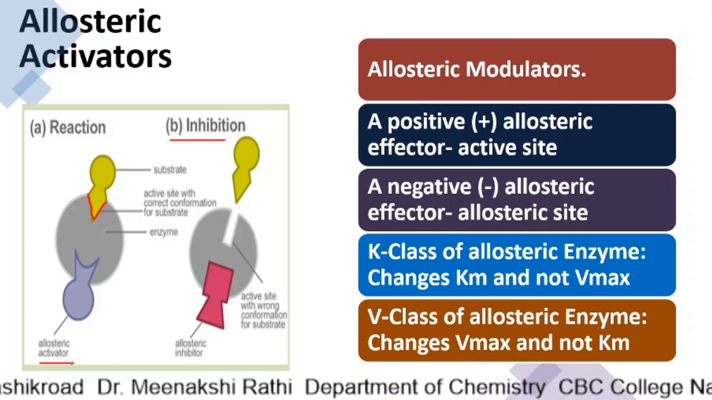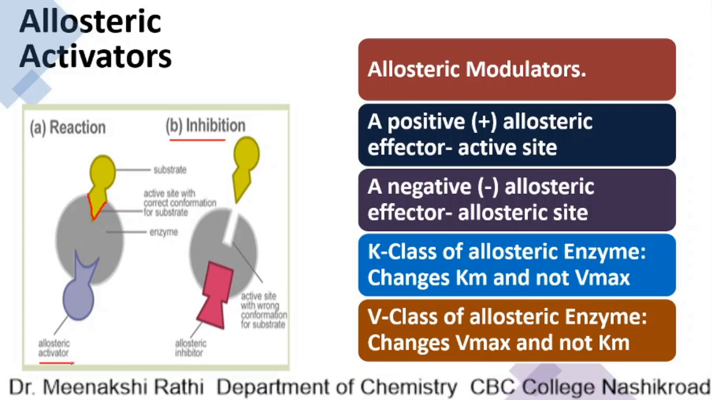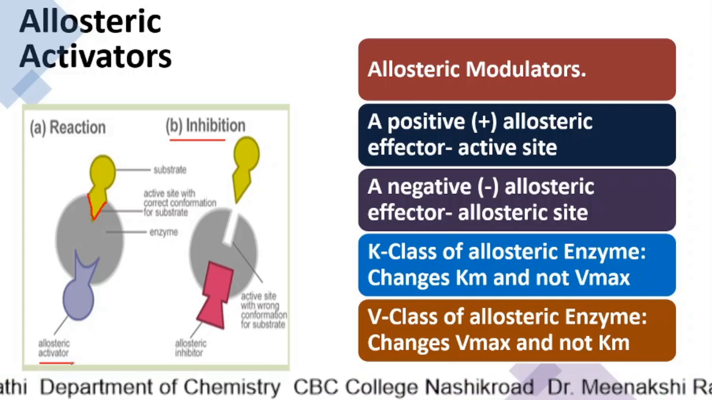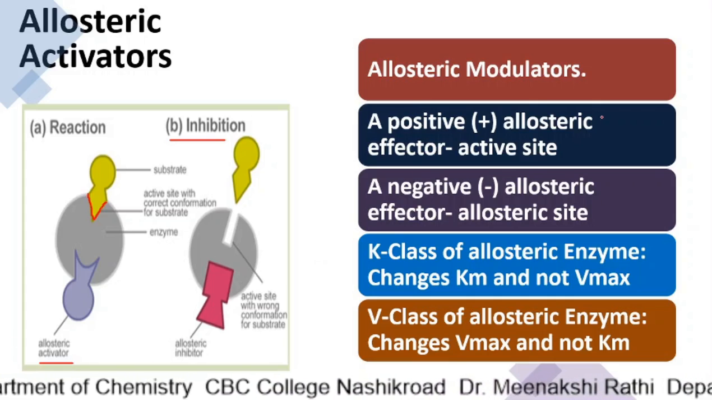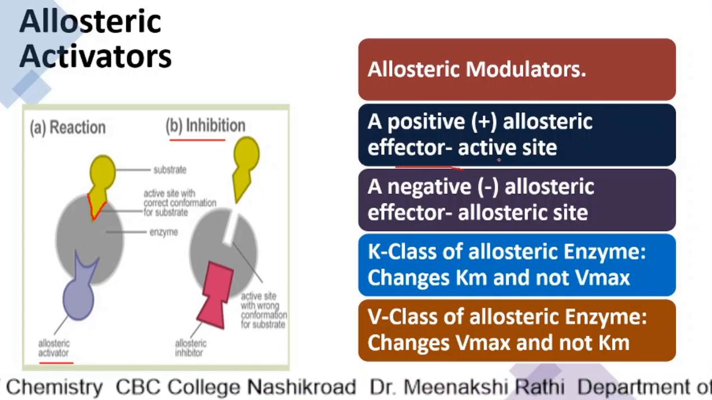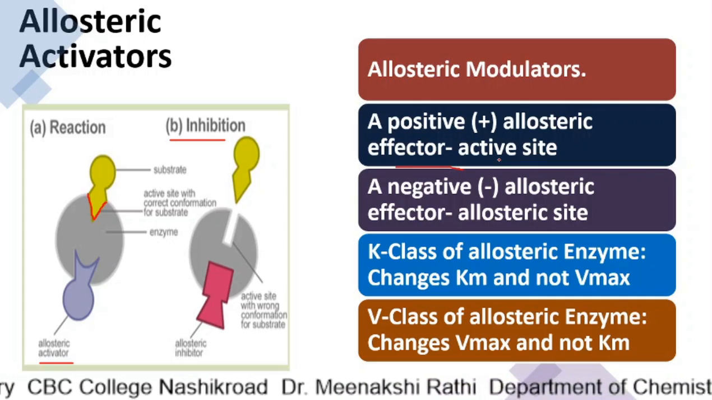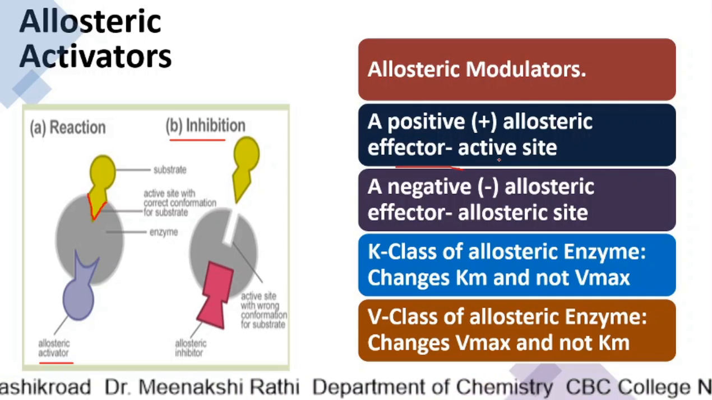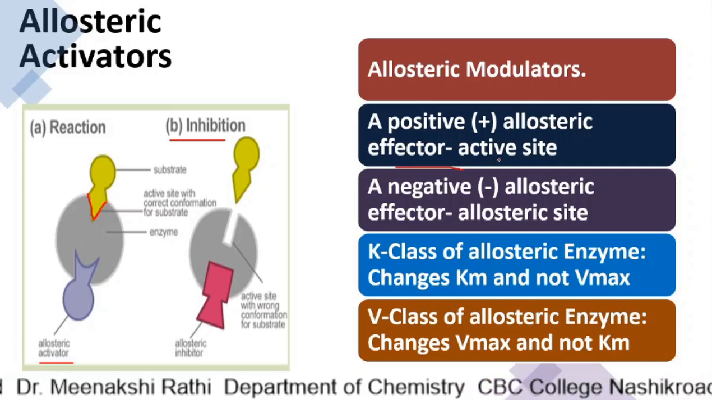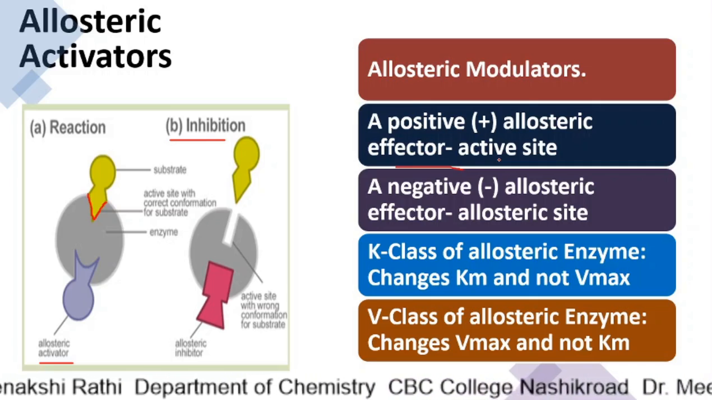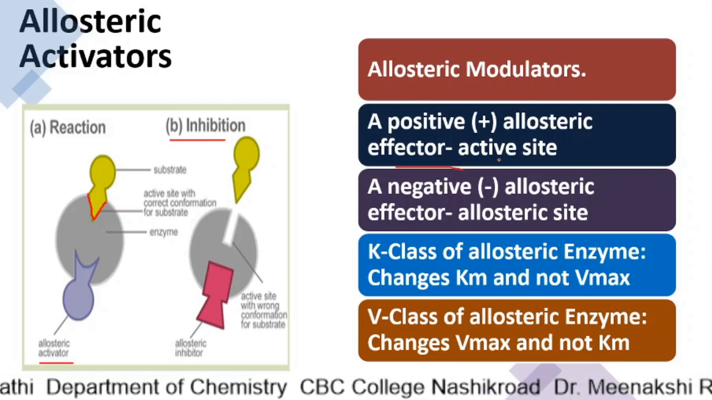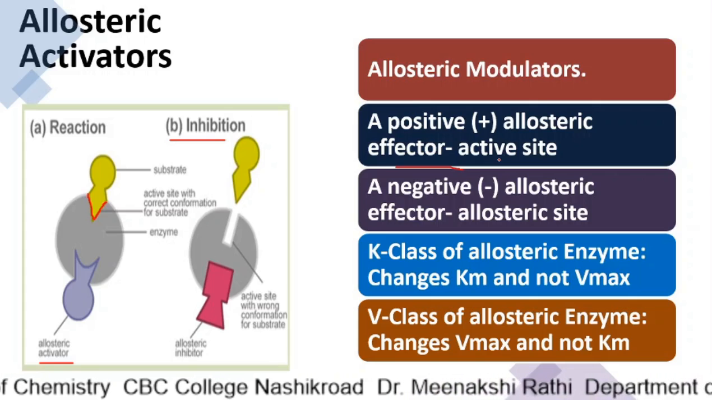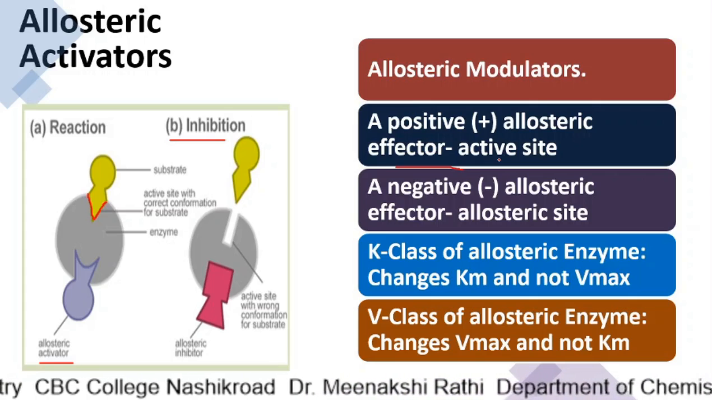Now, allosteric effectors, there are two types of allosteric effector. If the enzyme activity is increased, then it is called a positive allosteric effector, and positive allosteric effectors increase the rate of reaction. On the other hand, a negative allosteric effector binds at the allosteric site or inhibitor site and inhibits the enzyme activity.